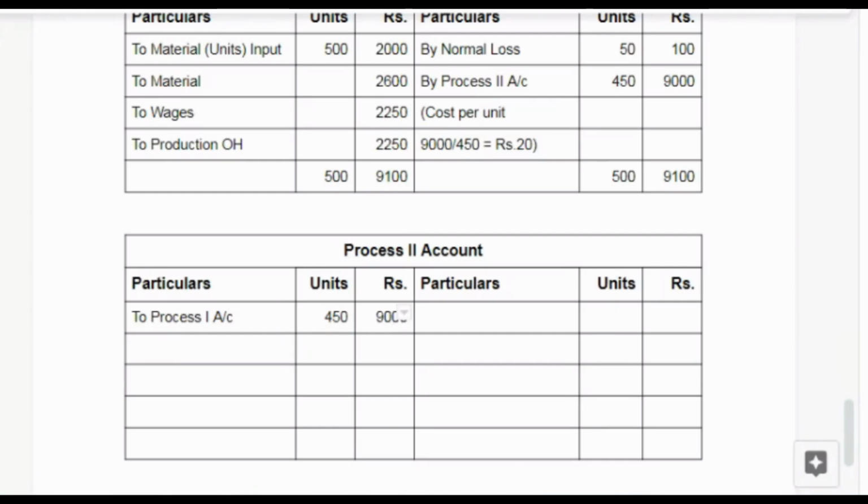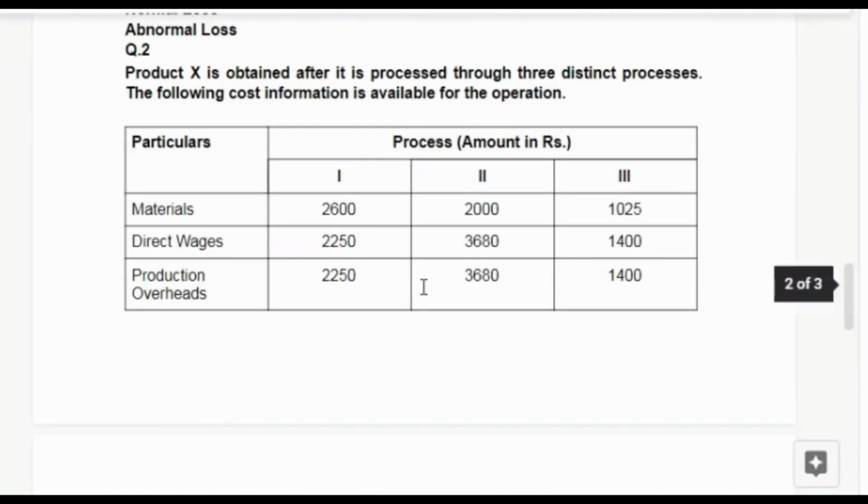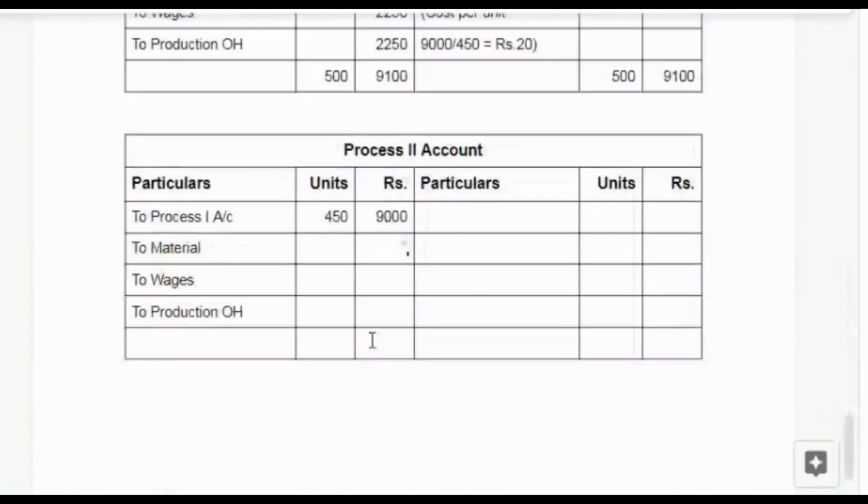Very simple. Okay. Then after, the material and wages and production overheads as above are shown on the debit side. Same as above, we will show it on the debit side. Clear? And what is the amount of material? Let's see here. Material is 2000 and 3680. So here we write 2000, not 3000.